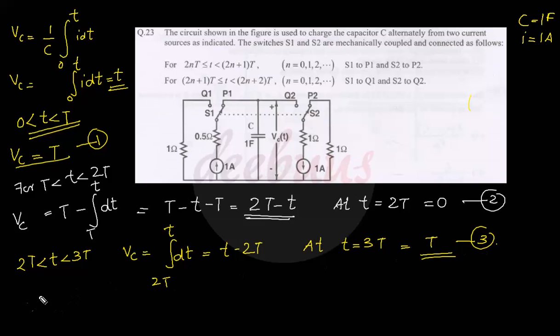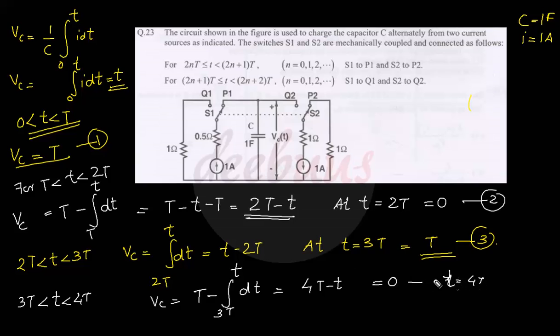Similarly, for 3T less than t less than 4T, Vc is discharging from T, so Vc equals T minus the integral from 3T to t of dt, which equals 4T minus t. Substituting t equal to 4T gives 0 at t equal to 4T, and I am marking this as expression 4. From these values I can plot a figure.